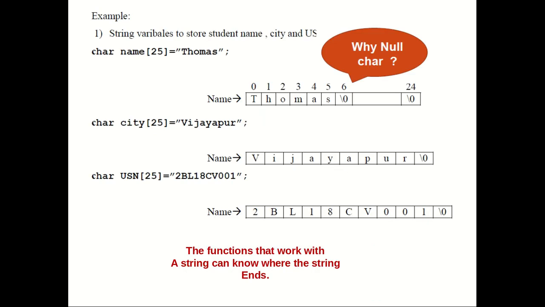So let us consider a few more examples. See, here we have declared a variable name of type character. So the maximum size is how much here? 25. So it means name is what here now? A string. How many characters can it hold? Maximum 25 characters.